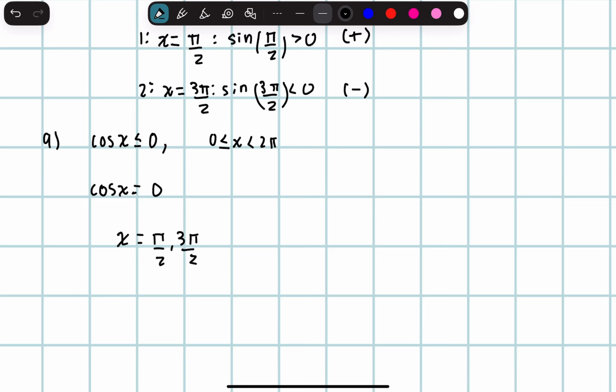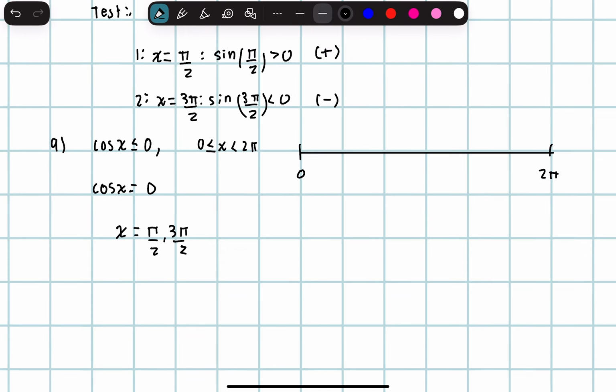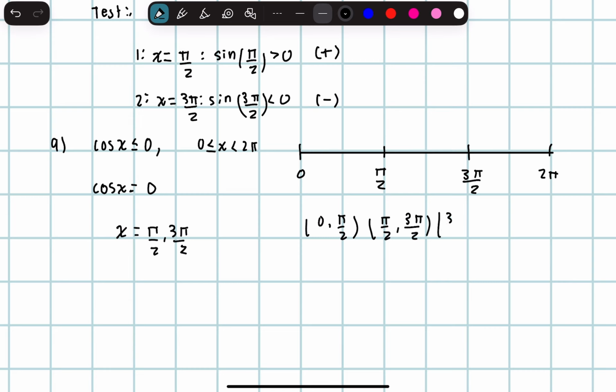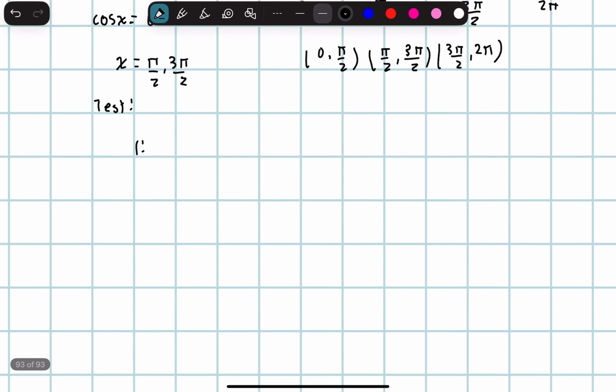So these are going to be our boundary points, and now we're going to draw our little number line right here. We can label pi over 2 and also 3 pi over 2, basically right there. And then we can write our intervals down here just to keep it clear. We have pi over 2 to 3 pi over 2, and then we have 3 pi over 2 to 2 pi.